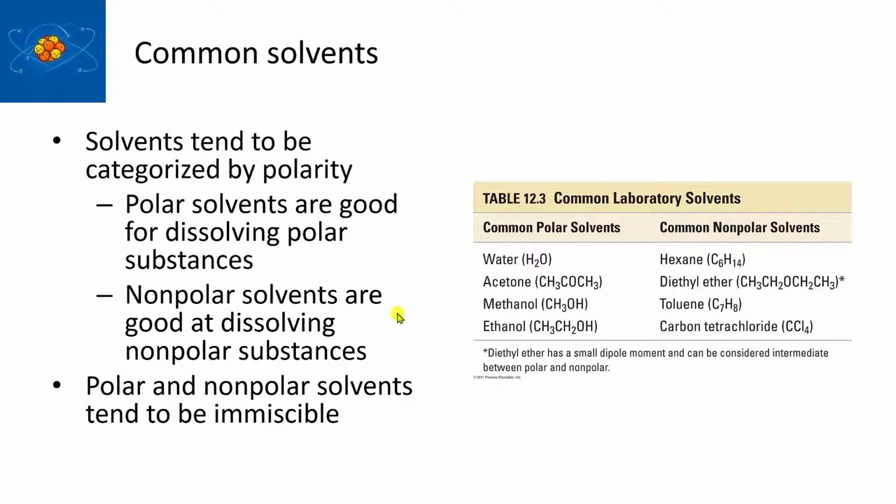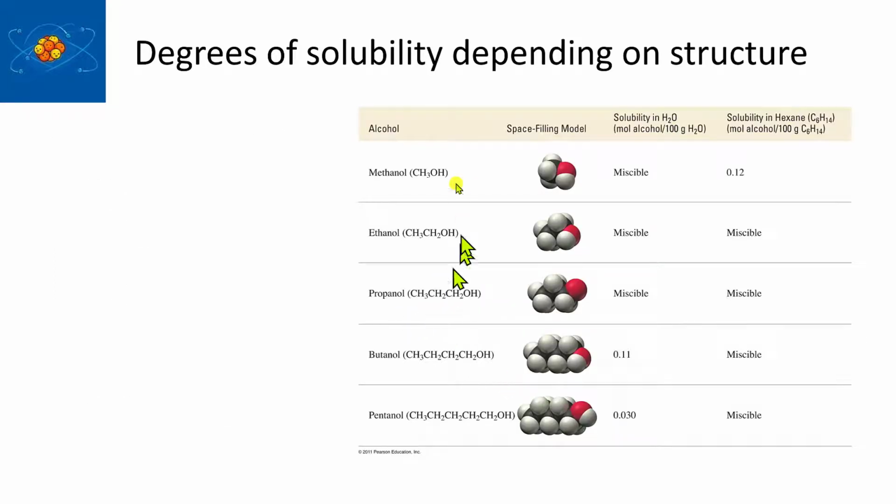Now, polarity is not completely a cut and dry thing. It's not a 100% guarantee for it to be a polar solvent. So take a look at this. What we have is a list of 5 different alcohols with 1 carbon to 5 carbons, okay? And we've listed the solubility in water per 100 grams of water and the solubility in hexane per 100 grams of hexane. So you'll notice that methanol is miscible in water.